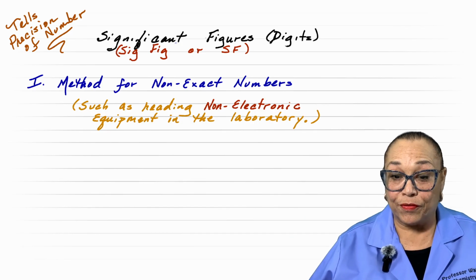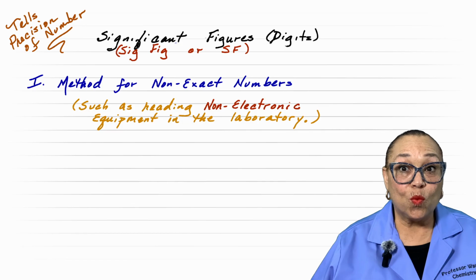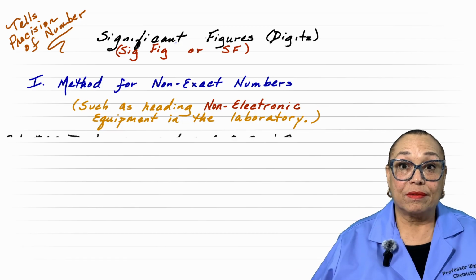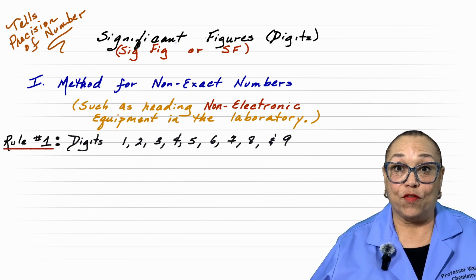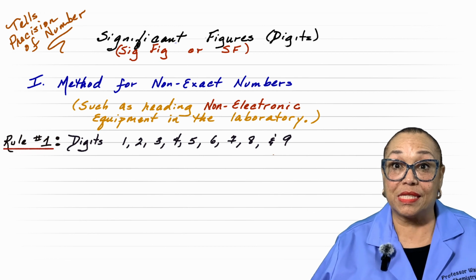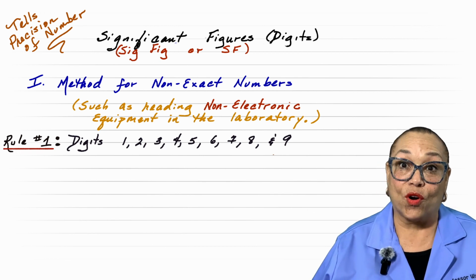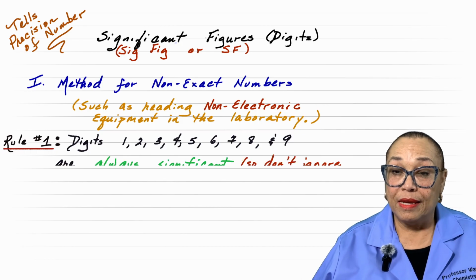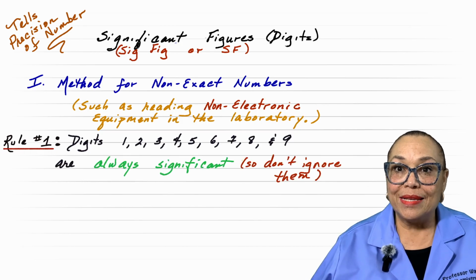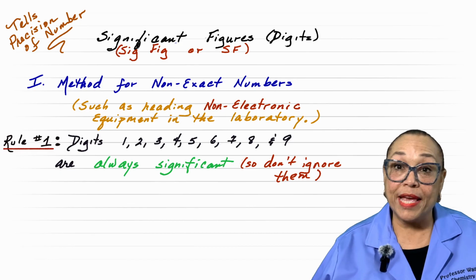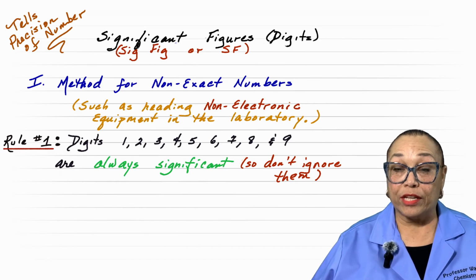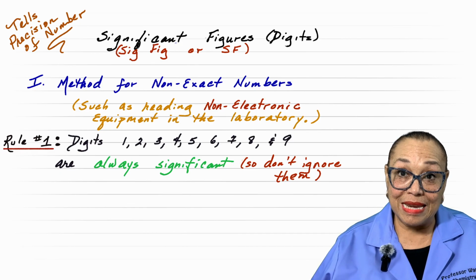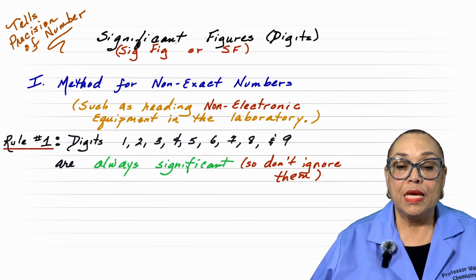That's just life. So rule number one: any digits 1, 2, 3, 4, 5, 6, 7, 8, and 9, if you see them in a measurement, they are always significant, okay? You can't just say, I'm going to drop that because I don't feel like it. No, they are always significant. Is that clear? So I've got an example here.